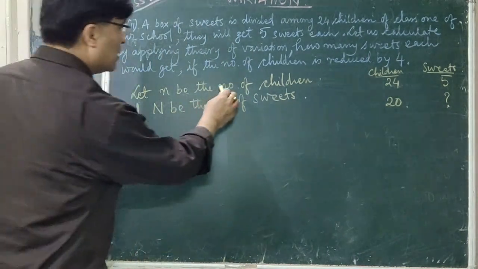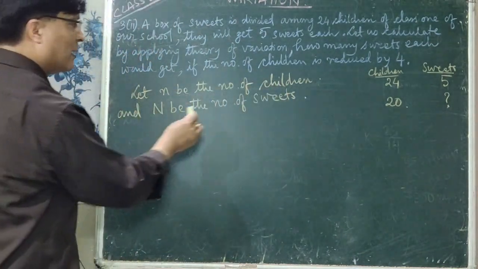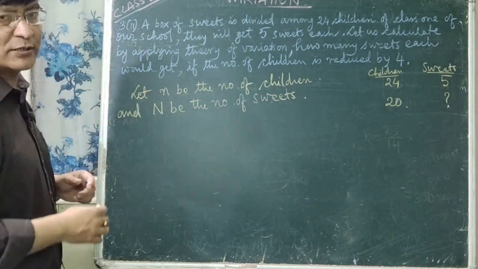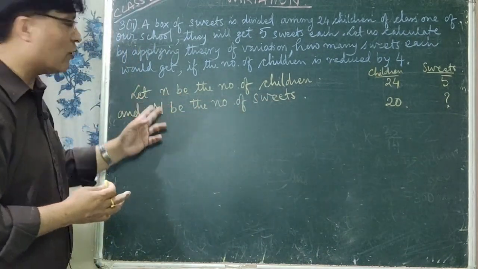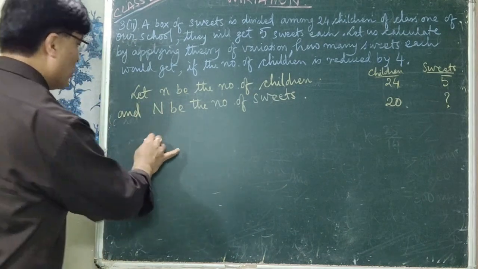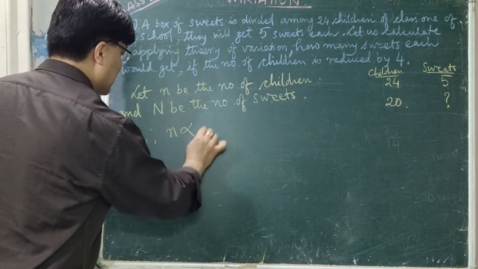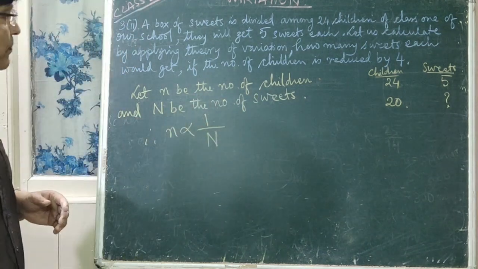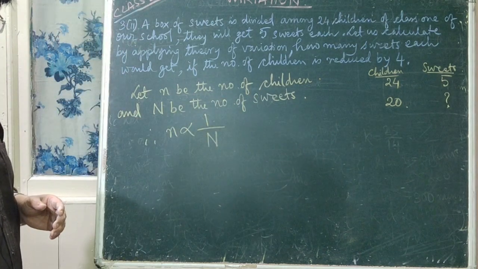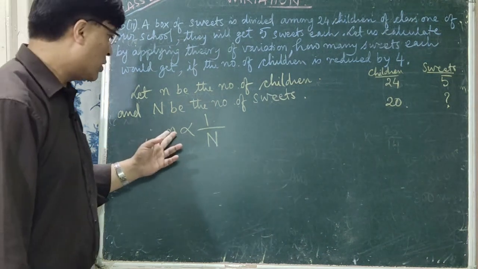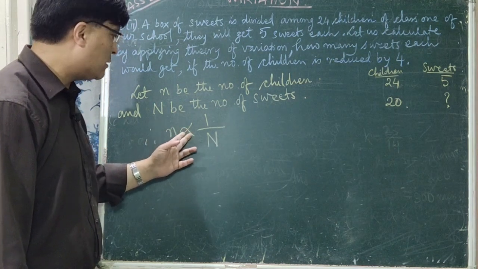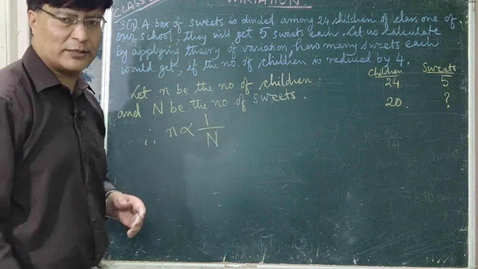So in this case we have assumed number of children as small n and number of sweets as capital N. So they are inverse variation. So they are of inverse relation. That is, how will you write it? n is proportional to 1 upon capital N. Is that clear to all of you? That is, number of children, that is small n, is inversely proportional to the number of sweets.